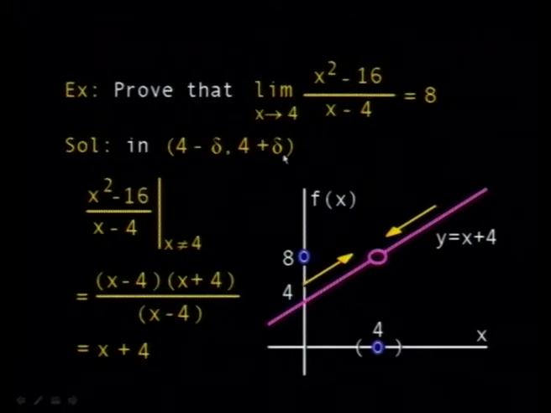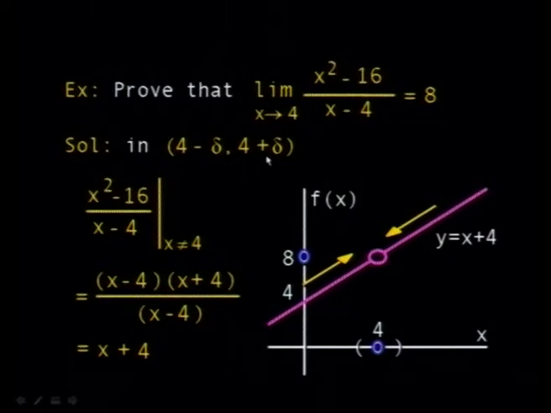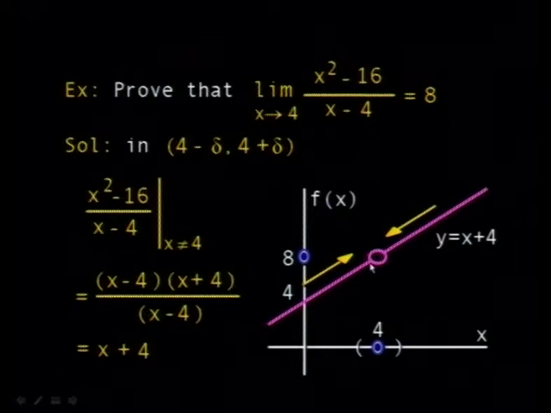So what we do, we take a deleted neighborhood of the point x equal to 4. So you have 4 minus delta from the left and 4 plus delta from the right. Down here you have a deleted neighborhood of the point 4, and you try to approach the point 4 from the right and left, and you see if the value of the function approaches the point 8, also from upper and lower, in a deleted neighborhood of the point 8.